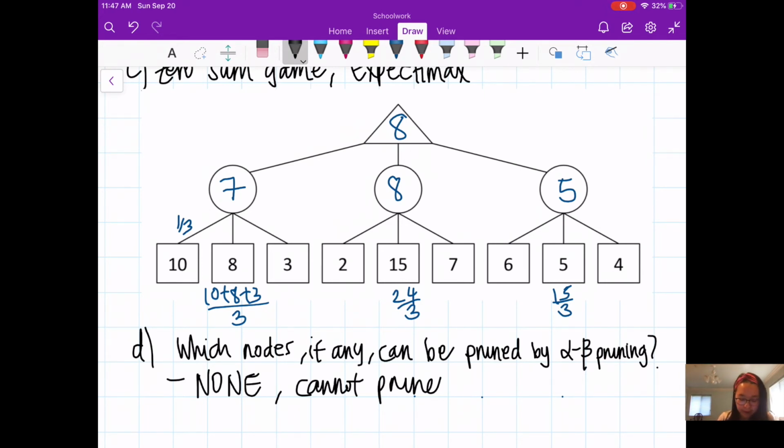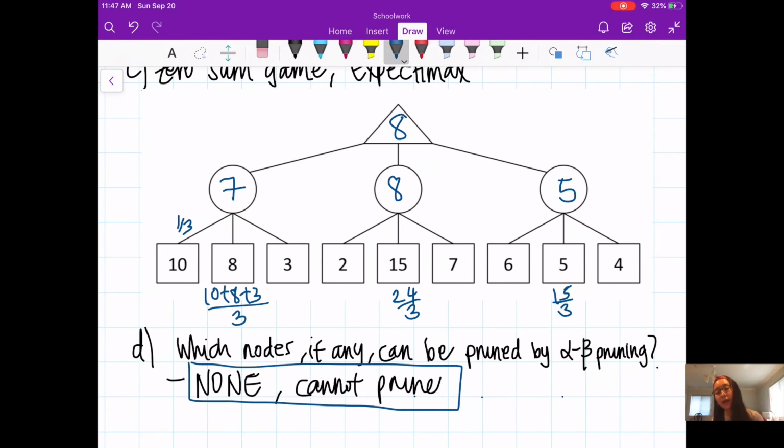For instance, if I look at the 7 node and I look at 10 and 8 and 3, then it takes all of them into account. I can't just stop looking after 8 and then assume the value will be some way. So that is usually the case with expectimax.